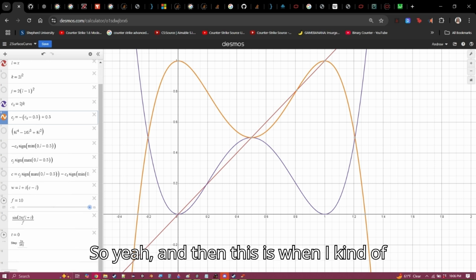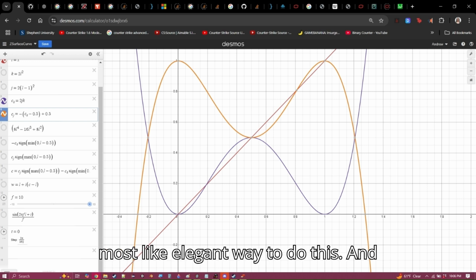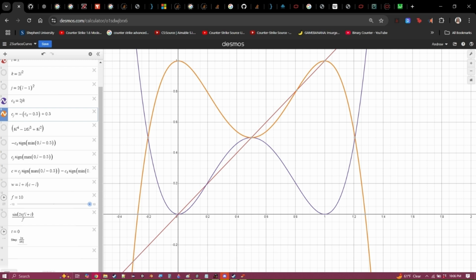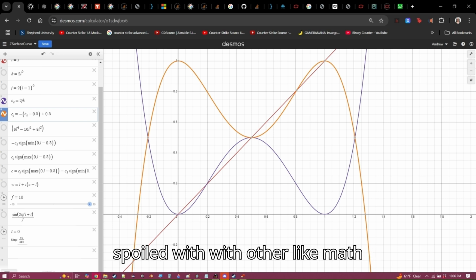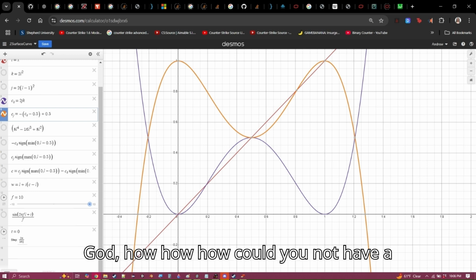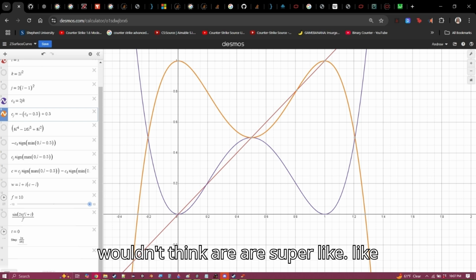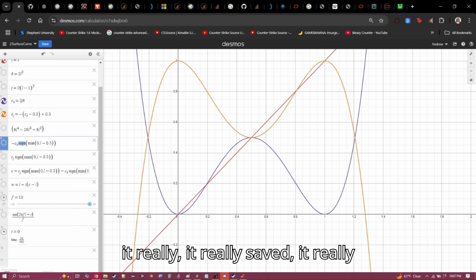And this is when I kind of got into the weeds a little bit, trying to find the most elegant way to do this. Sometimes you come across some unsung heroes of standard libraries. I'm not a big GLSL or OpenGL expert or anything like that, but I do notice there's a lot of things that the standard library for GLSL doesn't have. I'm so spoiled with other math libraries that I'm like, oh my God, how could you not have a random function? But honestly, there are some real unsung heroes that you wouldn't think are super versatile and useful, but like, man, this sine function, it really saved my life.